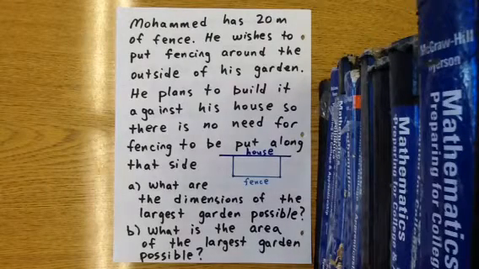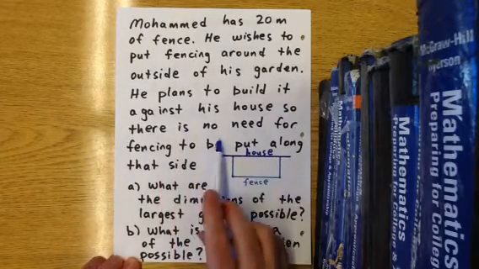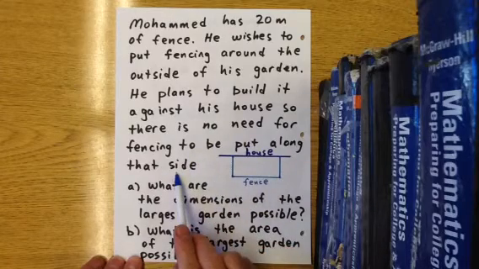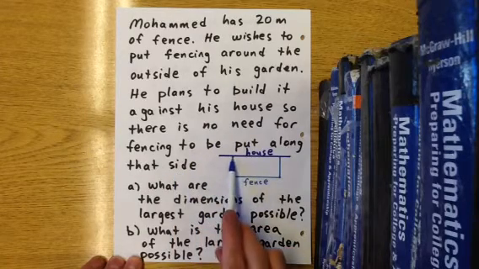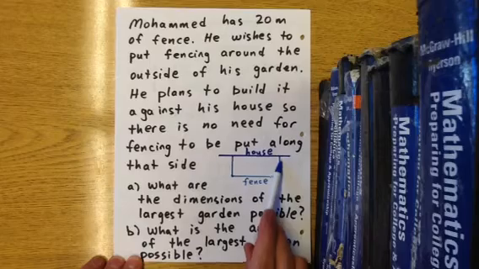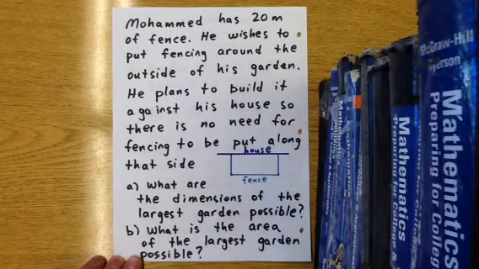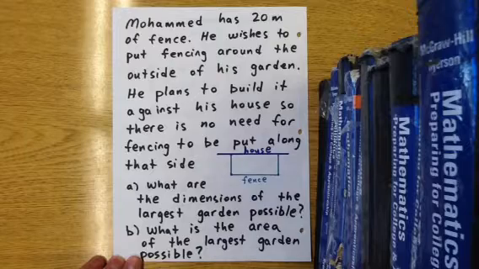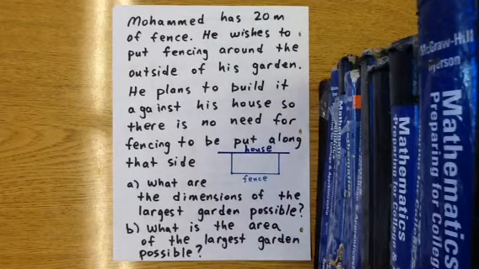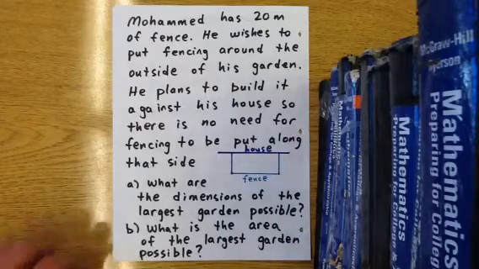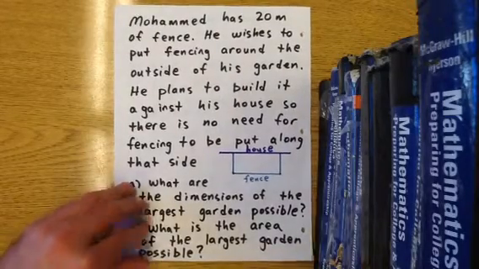In this question, Muhammad has 20 meters of fence, and he wishes to put fencing around the outside of his garden. He plans to build the garden against his house, so there's no need for fence to be put along that side. So for instance, he wants to put fence on 3 sides to create a rectangle, not needing fence along that 4th side. Well, we want to know what are the dimensions of the largest garden possible in terms of area, and what is the area of the largest garden possible.